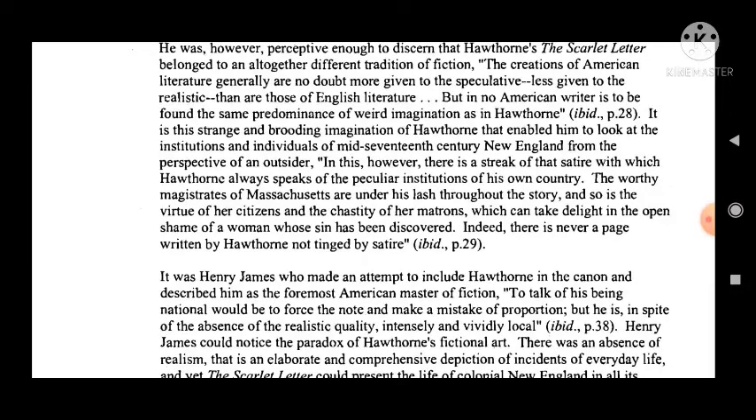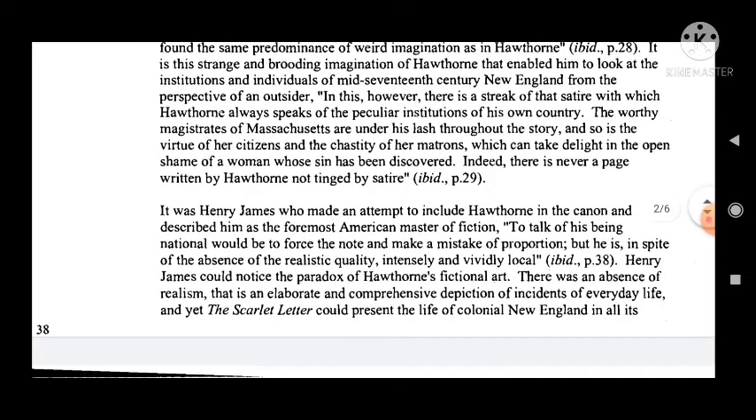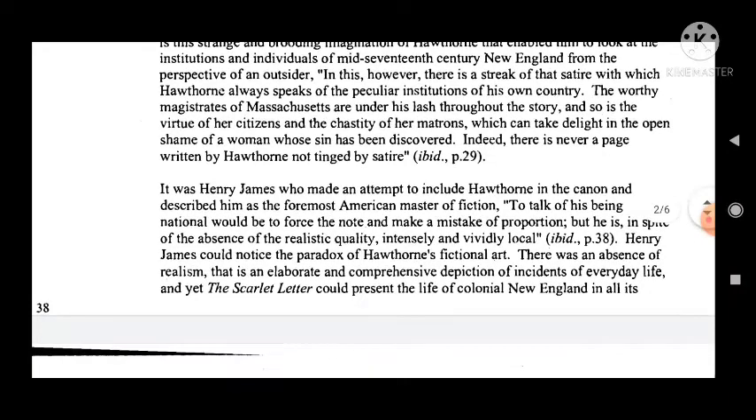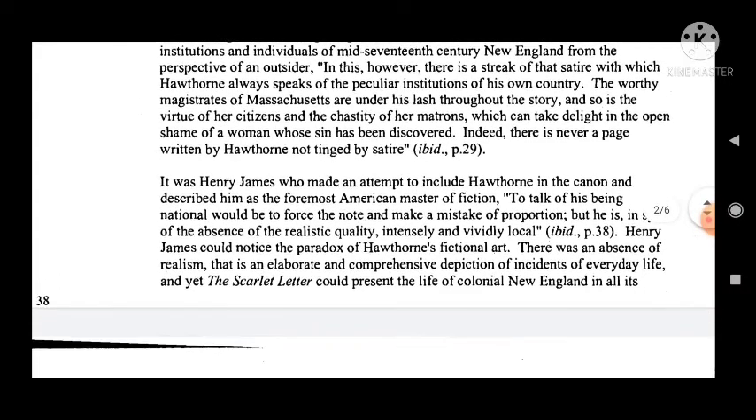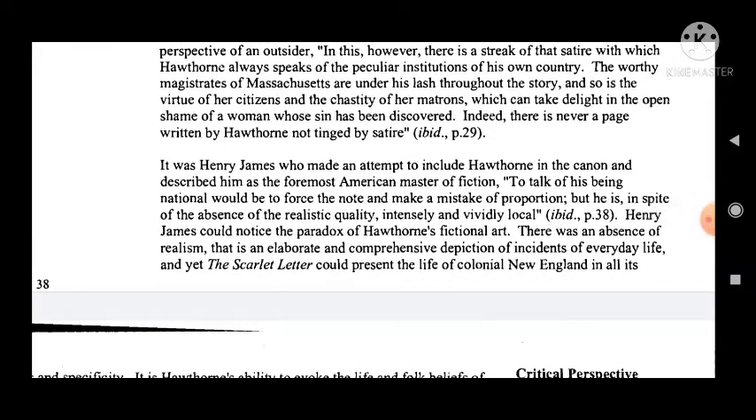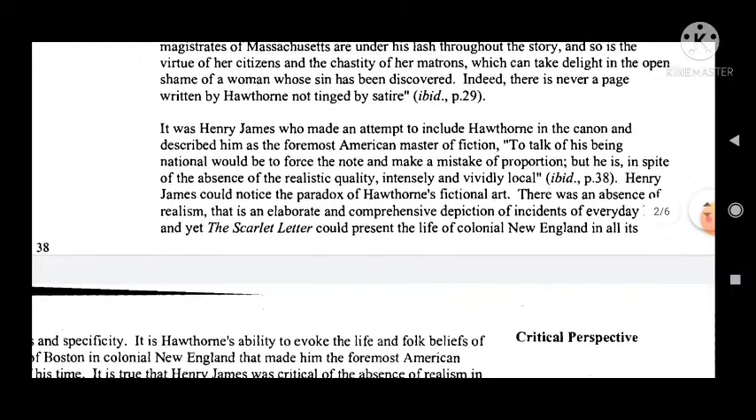It is the strange and brooding imagination of Hawthorne that enabled him to look at the institutions and individuals of mid-17th century New England from the perspective of an outsider. In this, however, there is a streak of that satire with which Hawthorne always picks up the peculiar institutions of his own country. The worthy magistrates of Massachusetts are under his lash throughout the story, and so is the virtue of her citizens and the chastity of her matrons, which can take delight in the open shame of a woman whose sin has been discovered. Indeed, there is never a page written by Hawthorne not tinged by satire.